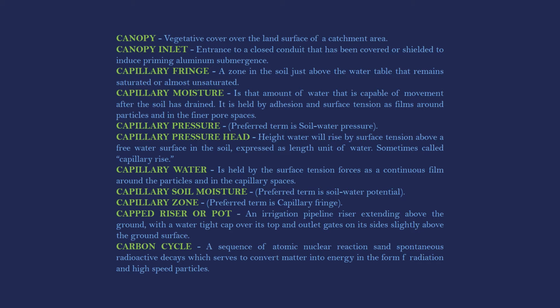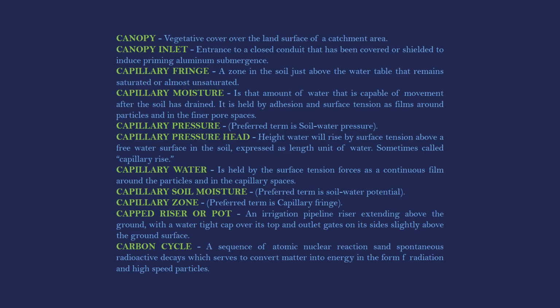Capillary fringe: a zone in the soil just above the water table that remains saturated or almost saturated. Capillary moisture is that amount of water that is capable of movement after the soil has drained. It is held by adhesion and surface tension as films around particles and in the finer pore spaces. Capillary pressure: preferred term is soil water pressure.